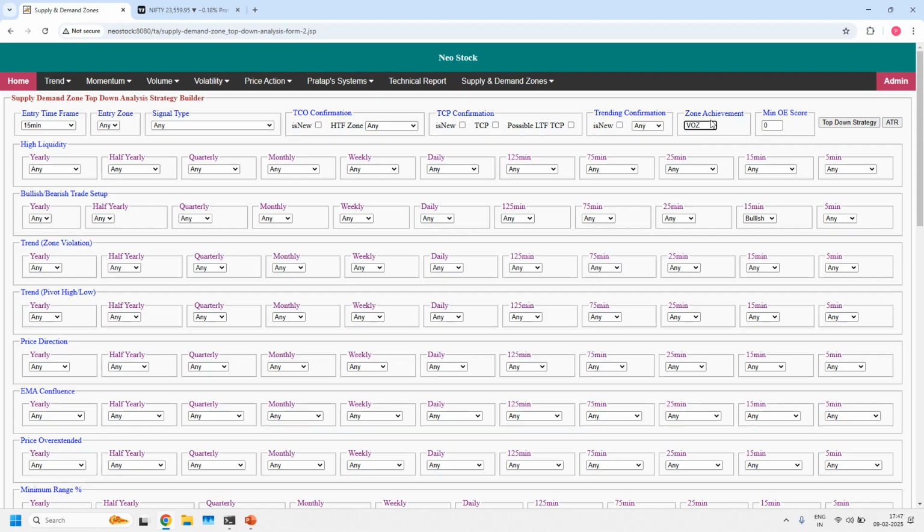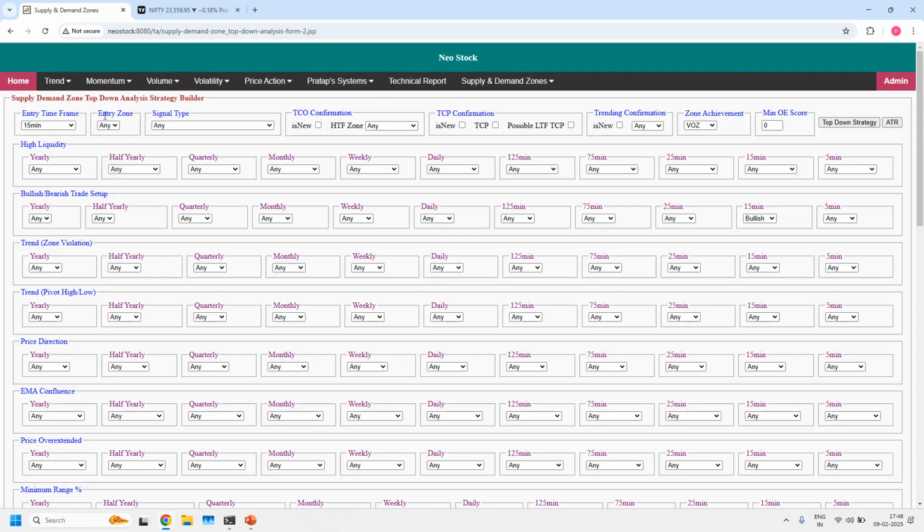Our software generates two reports for every stock: one is a demand zone and another is a supply zone. In a bullish trade setup, what is our entry zone? Demand zone. Bullish means demand zone; bearish means supply zone. So you should tell the software this filter should be applied to the demand zone. Which demand zone? You have so many: 15 minutes demand zones, 75 minutes demand zones, daily demand zones. Which one? The 15 minutes demand zone. Already we selected our entry time frame 15, and only the zone type should be selected, demand or supply.